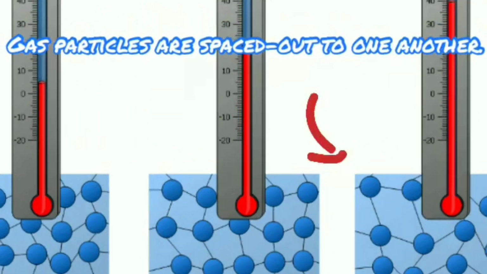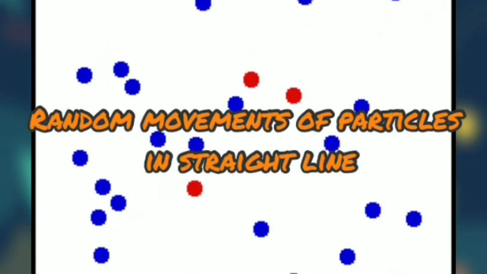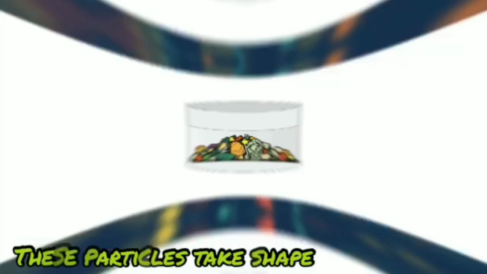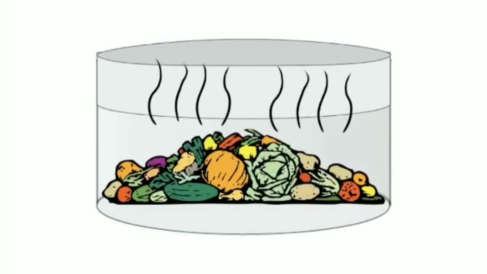When we observe at atomic level, gas particles are spaced out to one another. These particles travel at high speed at random direction. It also takes shape of its container. For instance, smelly gases given off by rotting vegetables in a sealed container will fill the container with rotting vegetable smells, but we won't be able to smell them outside the container.